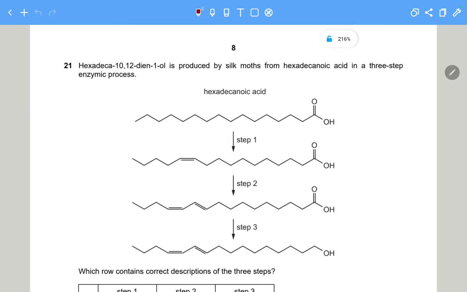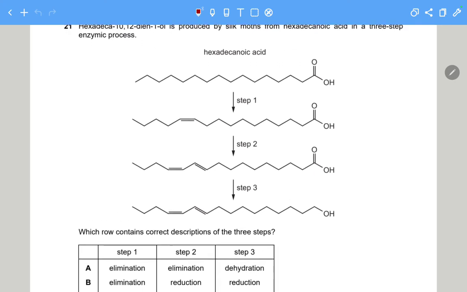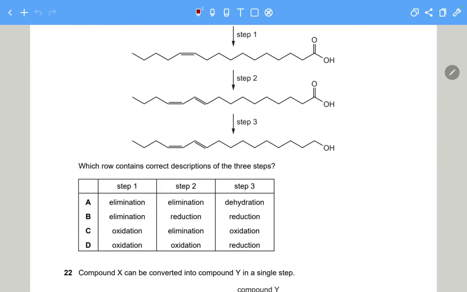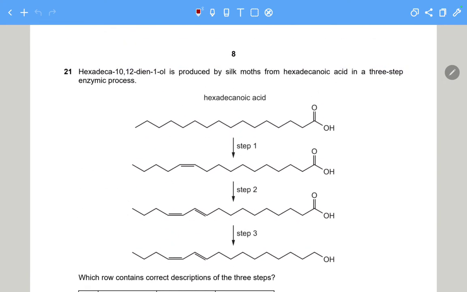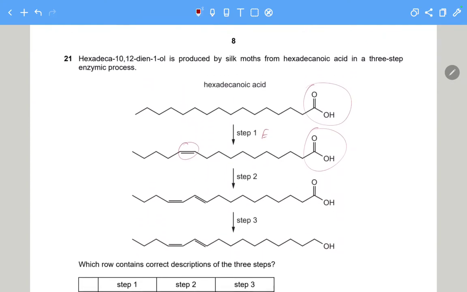Question 21. Hexadeca-10,12-diene-1-ol is produced by silk moths from hexadecanoic acid in a three-step enzymatic process. So, which row contains correct descriptions of the three steps? Now, before we read the options, let's figure it out for ourselves. Step 1, the acid group remains intact and we get an alkene group, which means it's an elimination reaction or a dehydrogenation reaction, or we can also call it an oxidation reaction. Actually, oxidation is a better word.